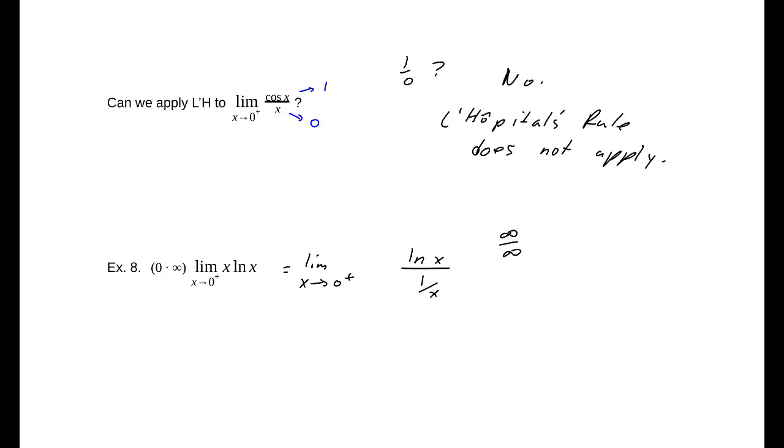So let's apply L'Hopital's rule. The derivative of natural log is 1 over x. Derivative of 1 over x is negative 1 over x squared. Rearranging this, that is going to be negative x, and so that limit is in fact 0.